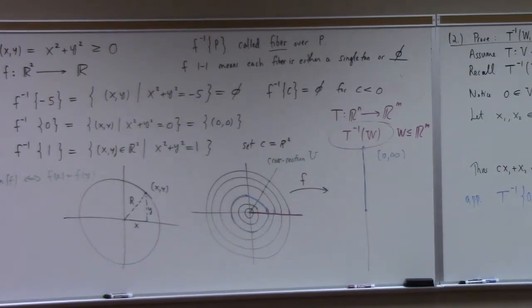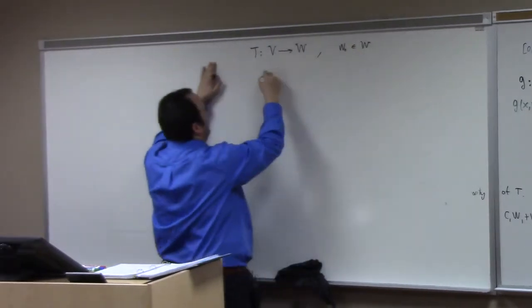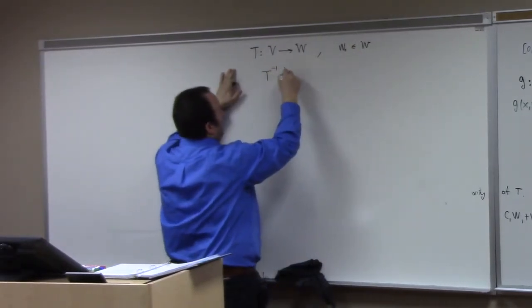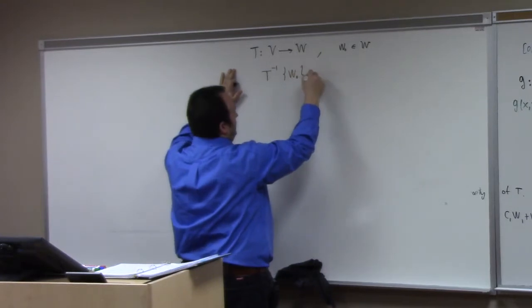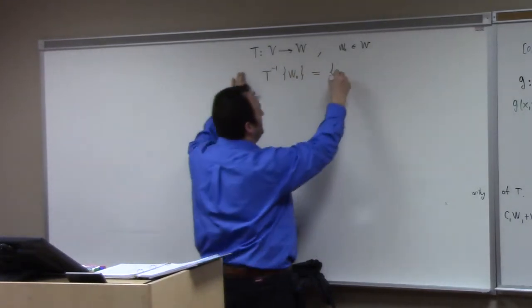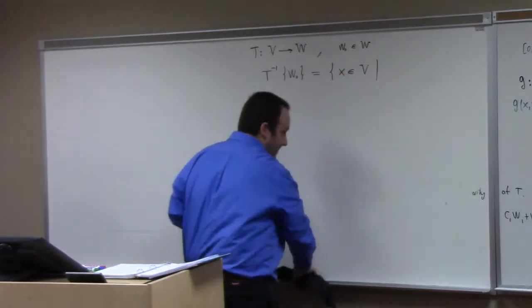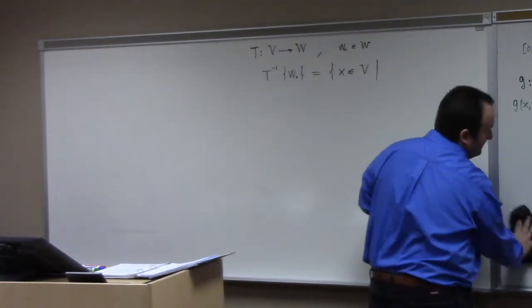What's the inverse image under a linear map of a singleton? How's that look? Suppose we have T from V to W, right? And suppose that W naught is an element of W. And we look at T inverse of the set containing W naught. What's that look like? By definition, that's the set of x in V such that what?